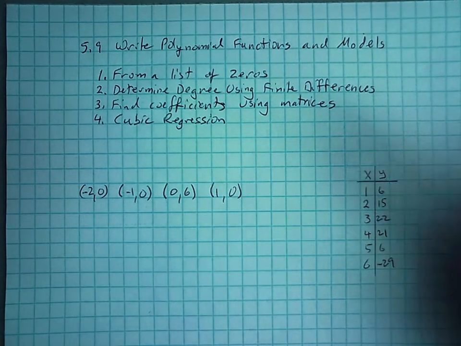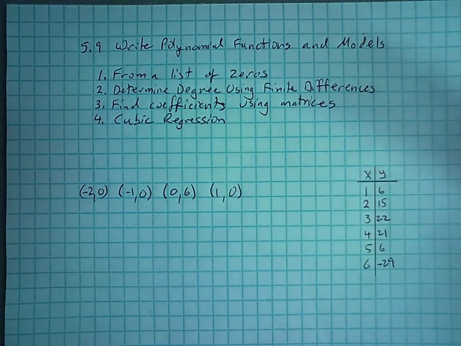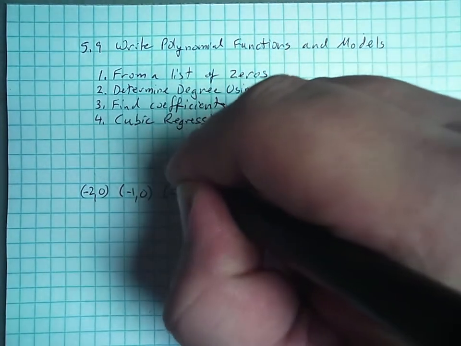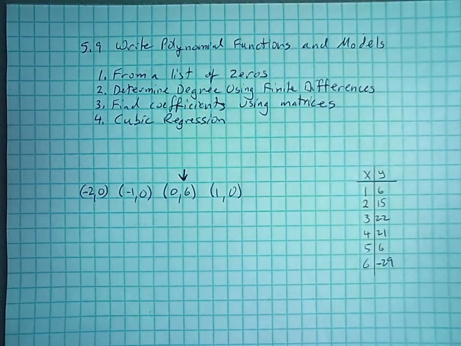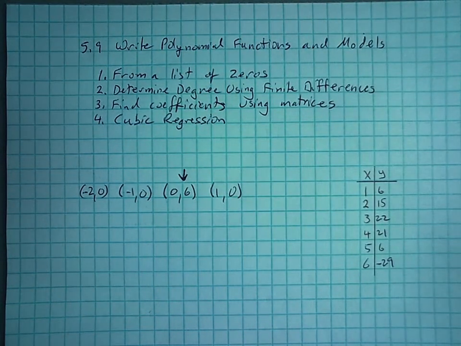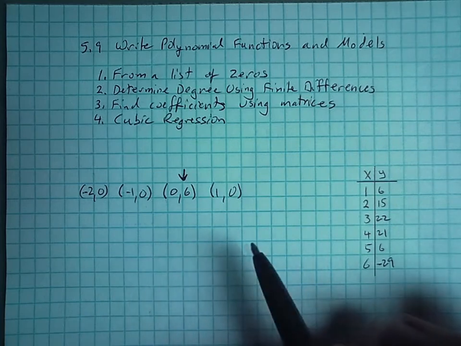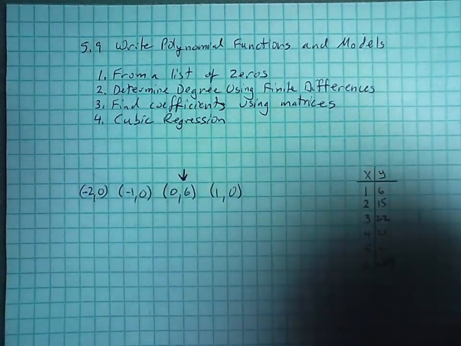So first of all, from a list of zeros. I need to write a polynomial function that goes through these points. Now this looks like a list of zeros, and there are zeros on the list. But if you are paying careful attention, you'll note that this is not an x-intercept. This is a y-intercept, so it's actually not a zero of my polynomial. I'm going to use it at the very end to determine the leading coefficient of my polynomial, but what I need to do first is find the factors for my polynomial.